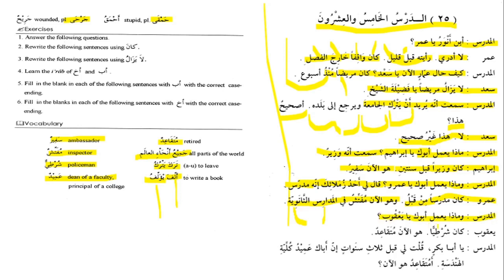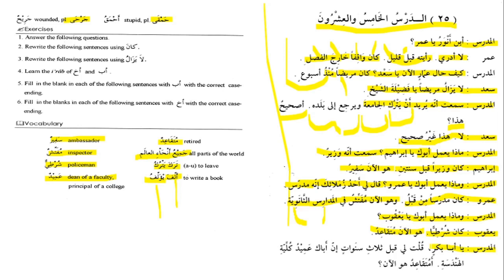Yaqub, what does your father do? Yaqub says, كَانَ شُرْطِيًّا. كَانَ الْخَبَرُ كَانَ شُرْطِيًّا. هُوَ الْآنَ مُتَقَاعِدٌ. And now is retired. He was a police before, and now is retired.